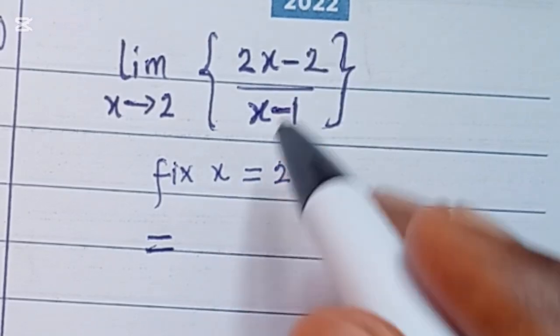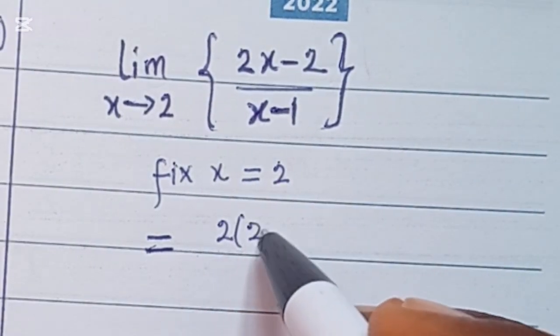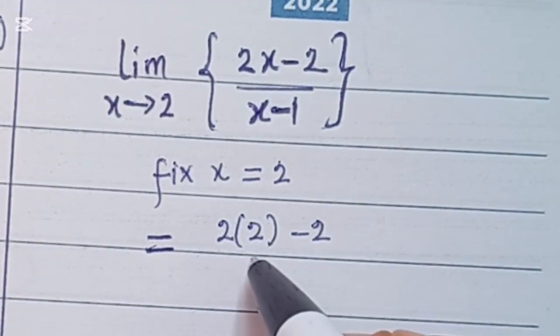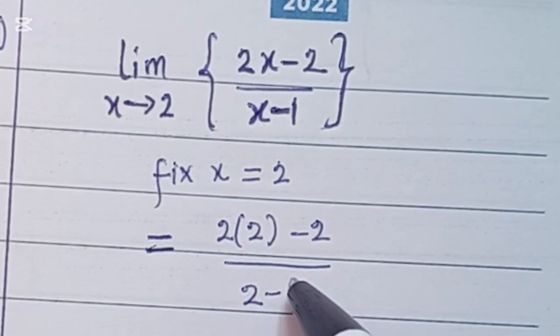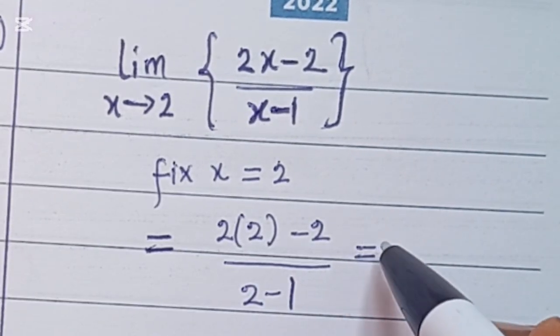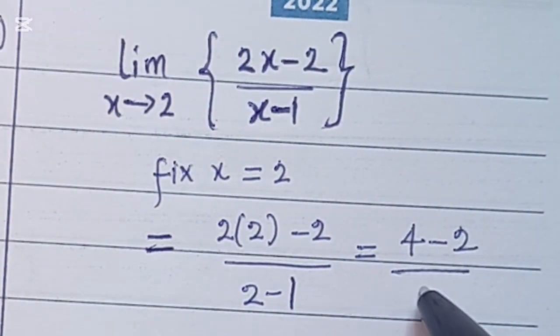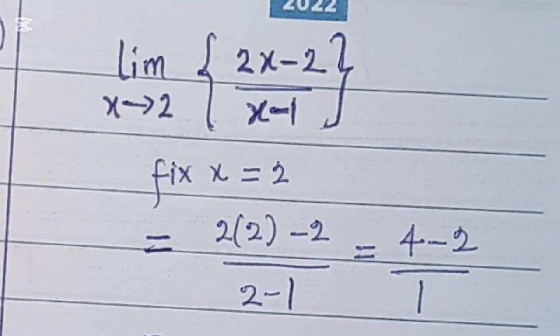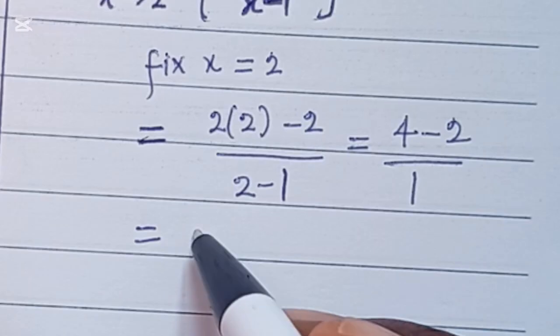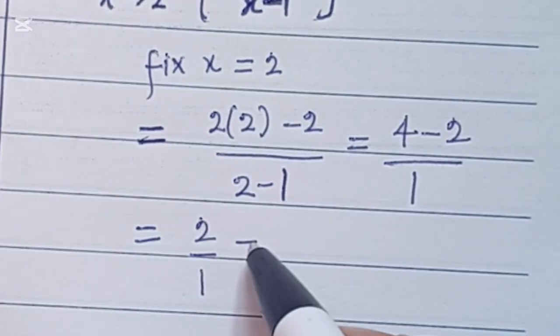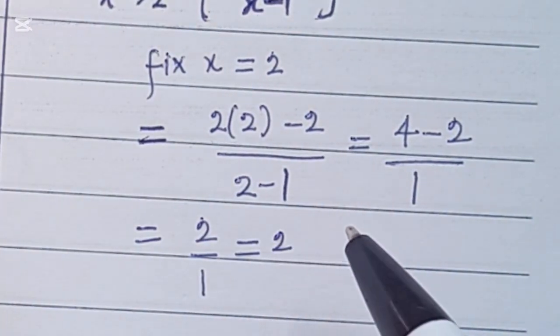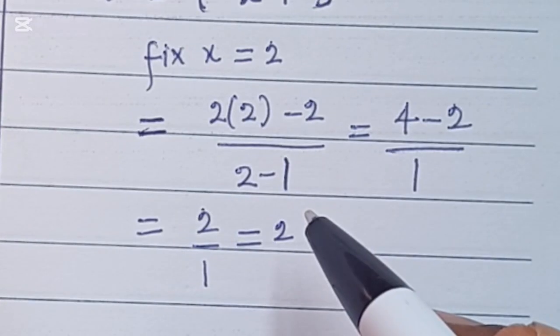So put x is equal to 2 here, we get 2 bracket 2 minus 2 over 2 minus 1. Surprisingly, the denominator comes out clean. So 2 times 2 is 4 minus 2 over 1. You see, this is a very, very straightforward problem, and this gives us 2 over 1, which is 2. All right, so this is how you solve a problem like this.